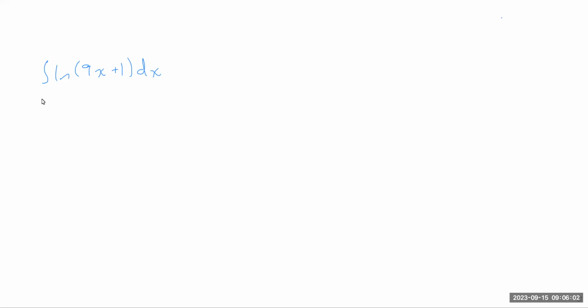If we try u substitution, what's your u going to be? 9x plus 1, and then du equals 9dx. All right, so if I do that, then this integral becomes the integral of the natural log of u. For now, I'll just leave it dx. So how do I go from here?